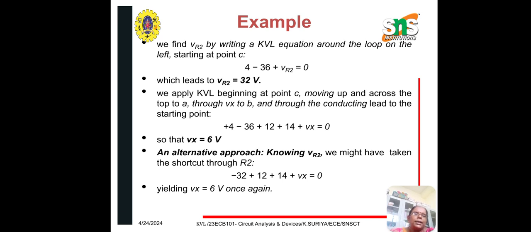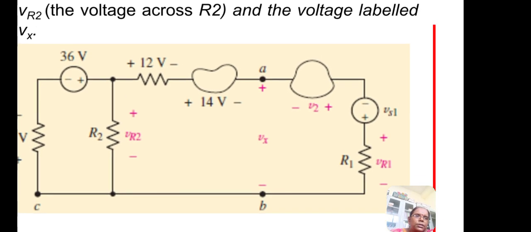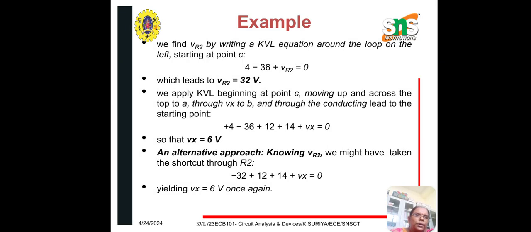Or else you can take the second loop alone in this circuit and write it for finding Vx. See here, you will have 12 volts and 14 volts. You add both, so you get 26 volts. You can write the equation for this second part alone, which is minus 32 plus 12 plus 14 plus Vx is equal to 0. So here also Vx will be equal to 6 volts.